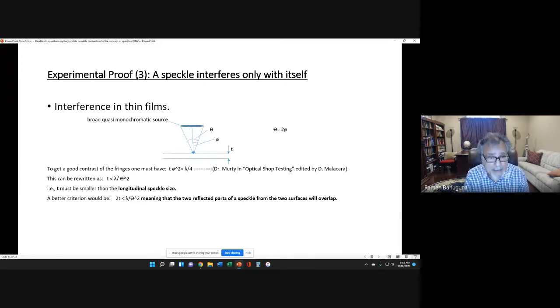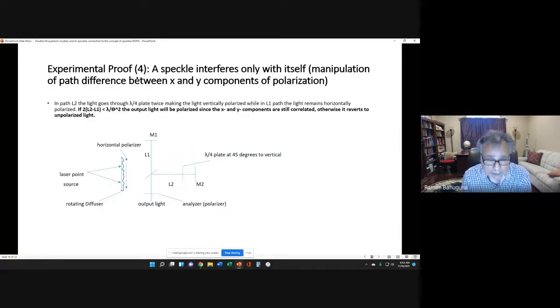Now I'm going to go to the next one. This is yet another one, number 4. Here in this case, I have a diffuser, and I recently did this experiment. I have a laser point source and a rotating diffuser. I place a horizontal polarizer, so light gets horizontally polarized. It goes through the L1 path upward and is also transmitted to the L2 path. I place a quarter wave plate there. Going through the quarter wave plate and coming back through it, it becomes a half wave plate, and so the polarization rotates by 90 degrees.